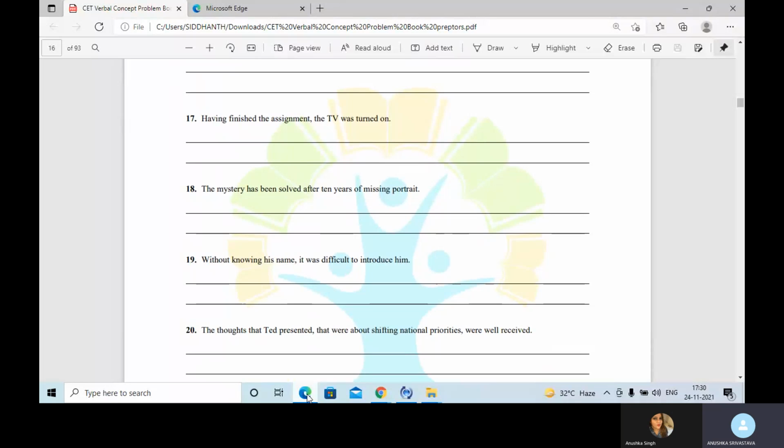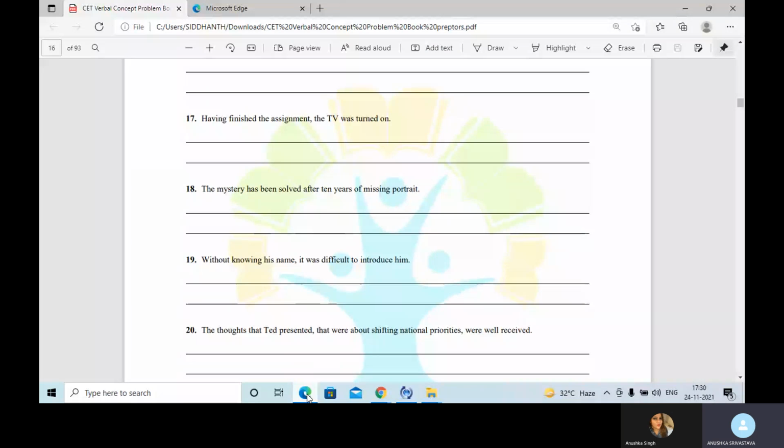The mystery has been solved after 10 years of missing portrait. The mystery of the missing portrait has been solved after 10 years. So this clearly describes the mystery. So the modifier and the modified have become in the right place.